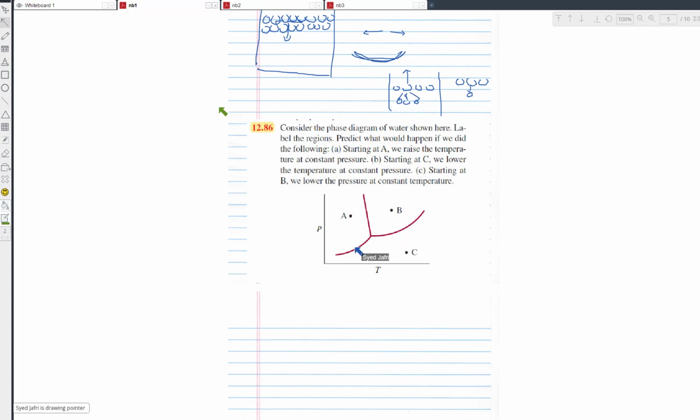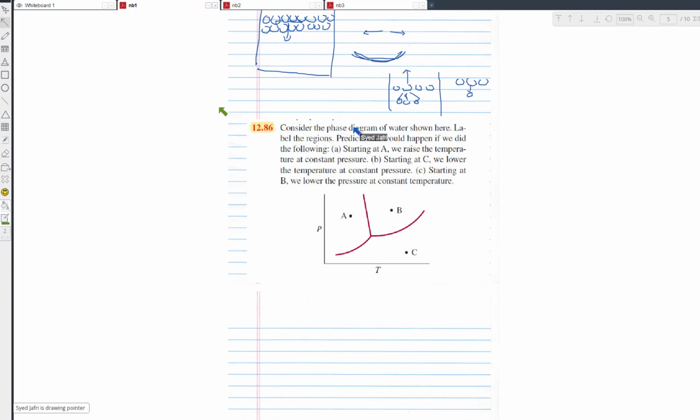Now, this one is called the triple point, where three curves meet. These lines are called curves or lines. On a line, two phases are present. For example, on this line you have solid and liquid, both of them. At this line you have solid and gas. At this line you have gas and liquid. Is that clear? And at the triple point you have all three phases coexisting.